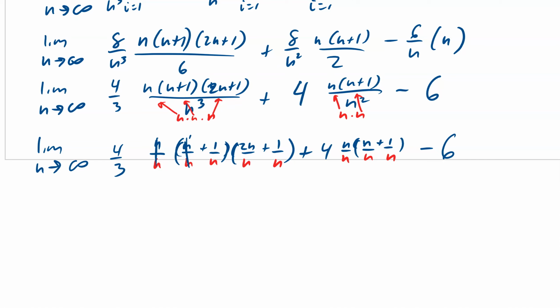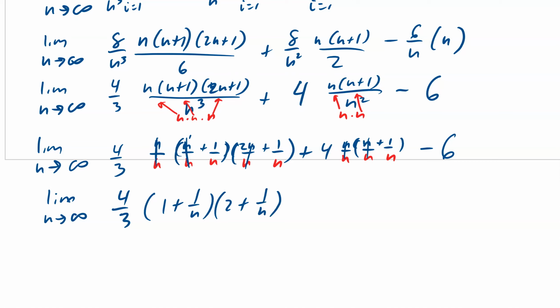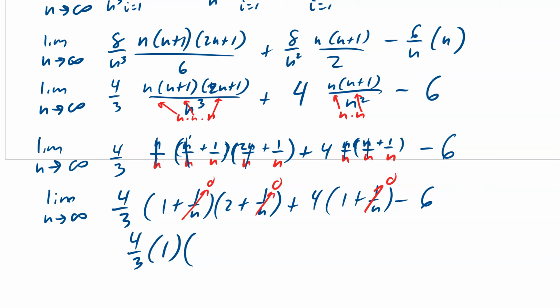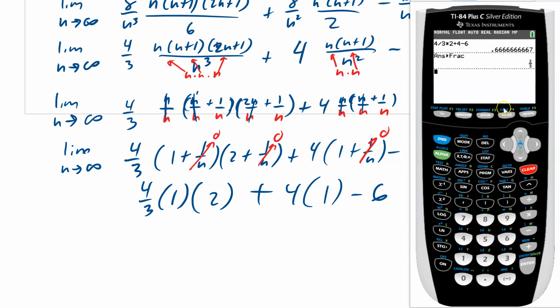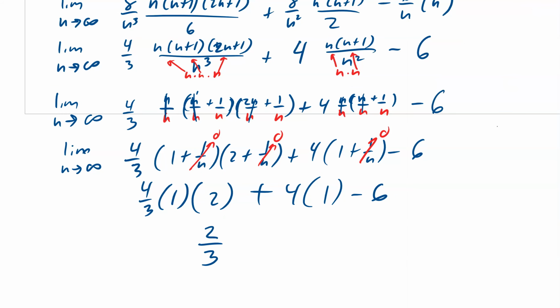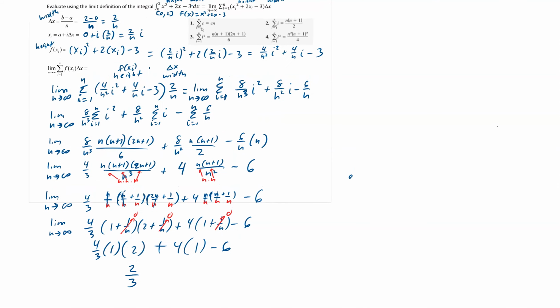So now we can simplify. So cancel, cancel, cancel, cancel, cancel. And we end up with the limit as n approaches infinity. And we should really rewrite this. So 4/3, and then this would be 1 plus 1 over n, 2 plus 1 over n, plus 4, 1 plus 1 over n, minus 6. And then applying the limit, 1 over n goes to 0. And we end up with 4/3 times 1 times 2 plus 4 times 1 minus 6. Plugging that in our calculator, we get 0.6 repeated, or 2/3.